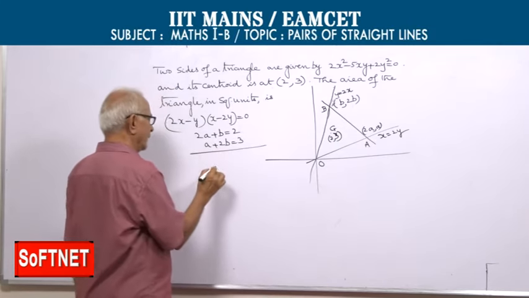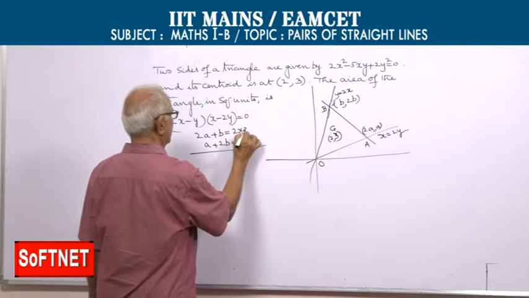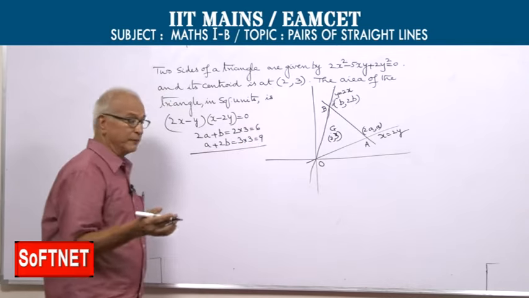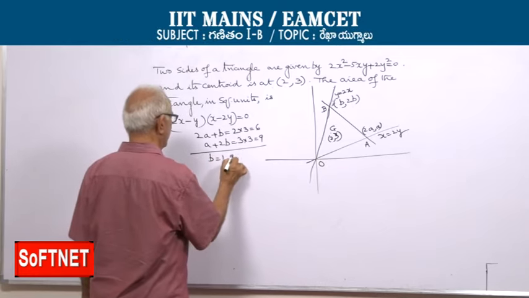Solving, 2a plus b is equal to 2 into 3, 6, and a plus 2b is 3 into 3, 9, because the division by 3 is also there. So, that gives you b equal to 1, a equal to 4.